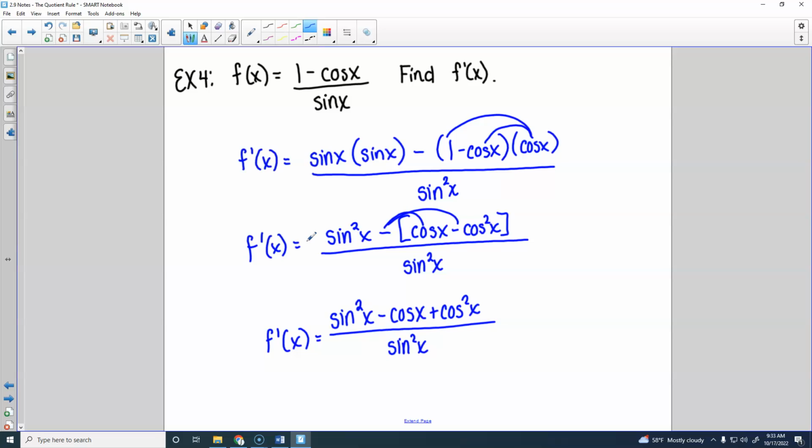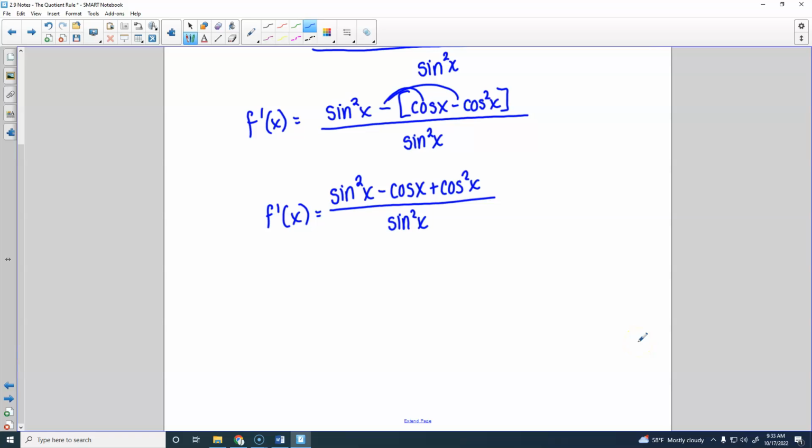Alright, there's some simplification that can happen here. Quite a bit, actually. Anybody see something that we can do? Perhaps some trig identities, everyone's favorite. What was the Pythagorean identity? Sine squared x plus cosine squared x equals 1.